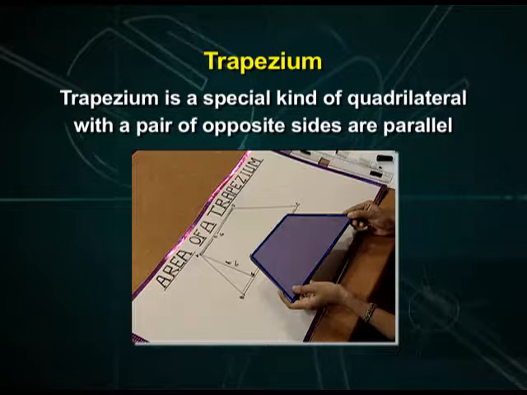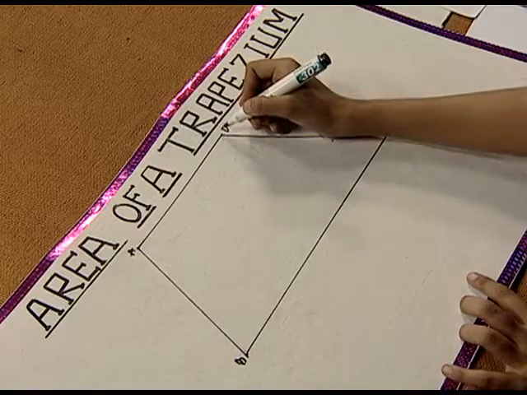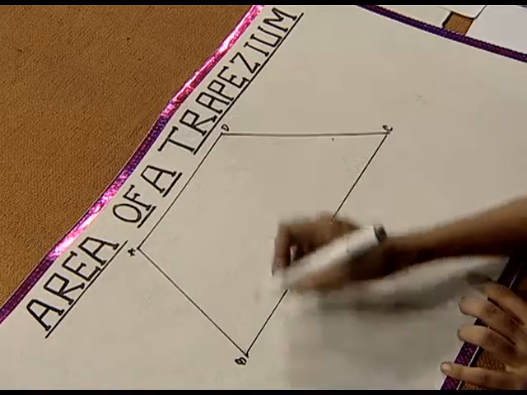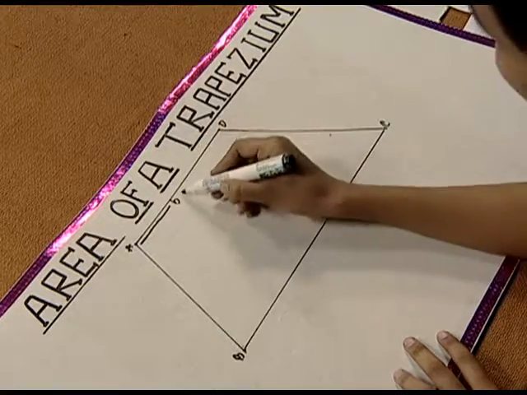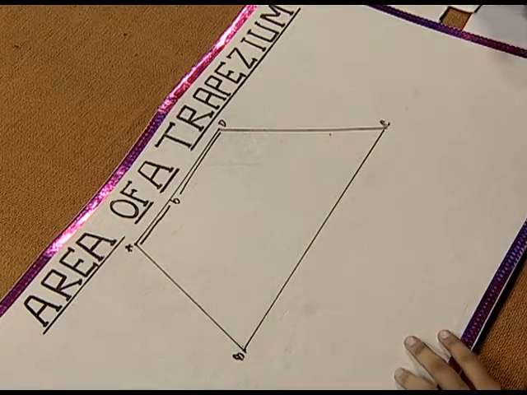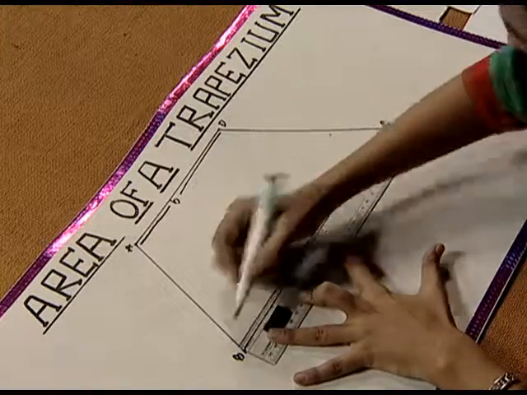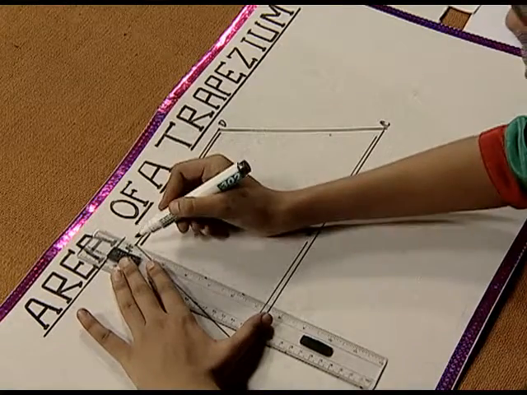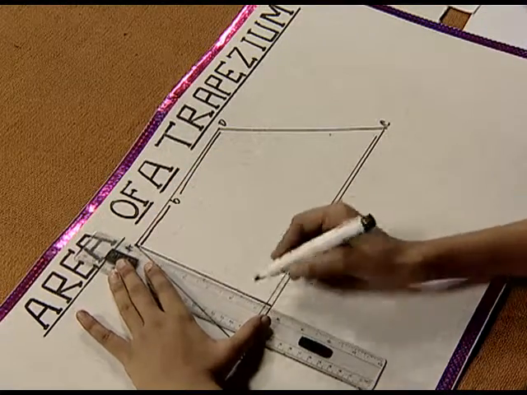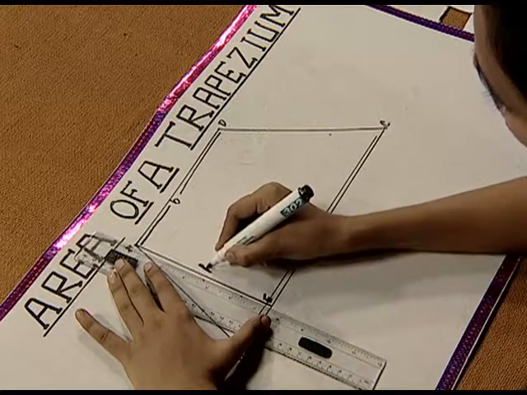And do you know what a trapezium is? A trapezium is a special kind of quadrilateral with a pair of opposite sides parallel. Now, this ABCD is a trapezium with AD and BC parallel. Let us mark this AD as b units and BC as a units. And let us denote the height AE as h units.